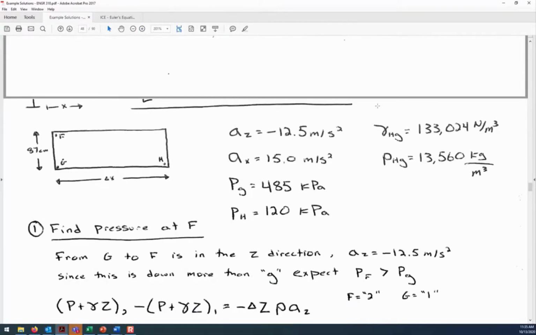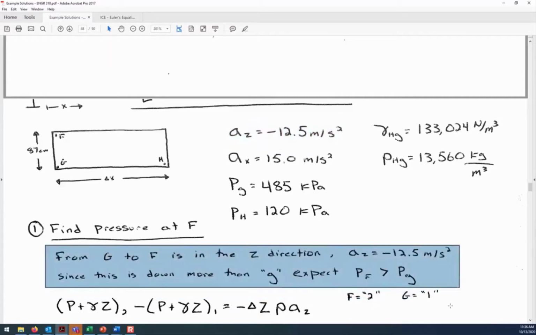All right, now it's always a good idea to define all of the given information up at the top and maybe do some preliminary calculations where needed. For instance, we were given the specific gravity of the mercury, and with that we can determine the density of the mercury and the specific weight, both of which we're going to need in our equations today. You'll notice that we're defining the acceleration with the sign for the acceleration being down, because we define up in the z direction as being positive. And so this little statement just sets the stage that we expect the pressure at F to be larger than the pressure at G because it's accelerating down faster than gravity.